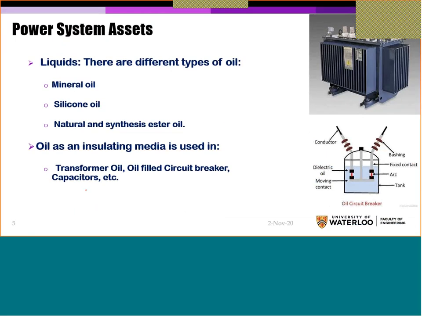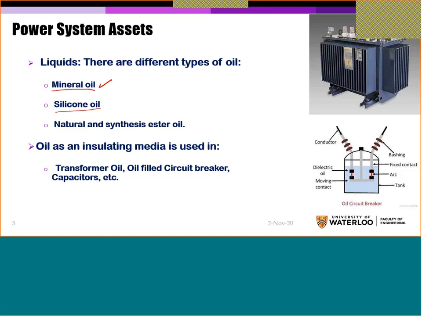Liquid is also used, and nowadays these are the three most common uses. The first one, the most common application, is mineral oil. It's a hydrocarbon oil. We use it inside transformers, especially distribution transformers or open power transformers. We use it inside circuit breakers. So this is the cheapest and the most common use of liquid.